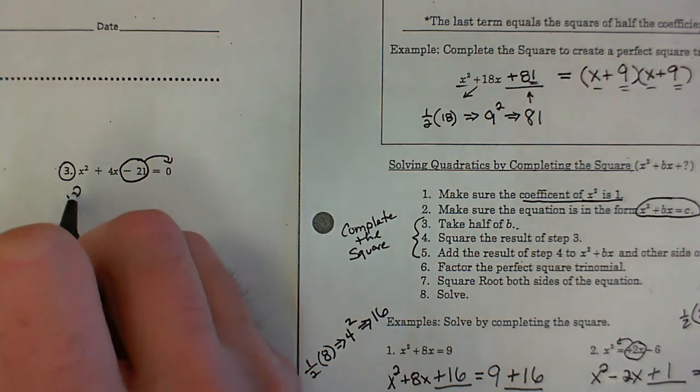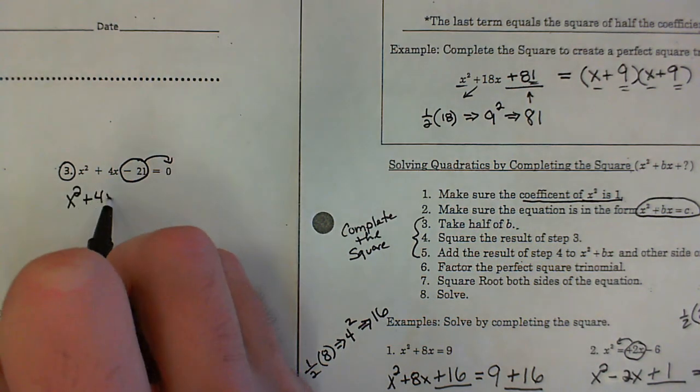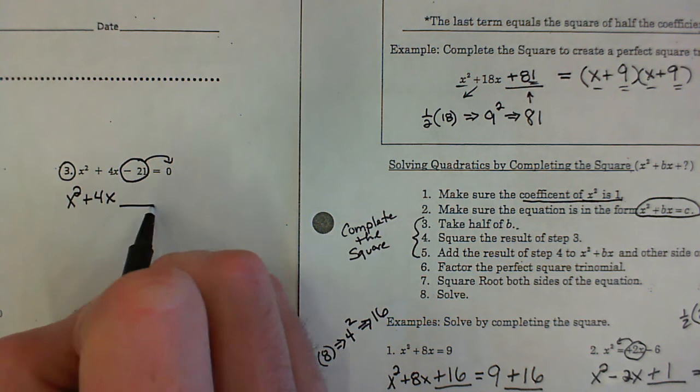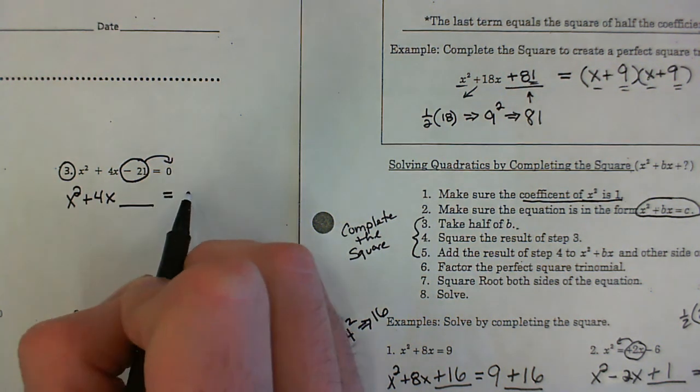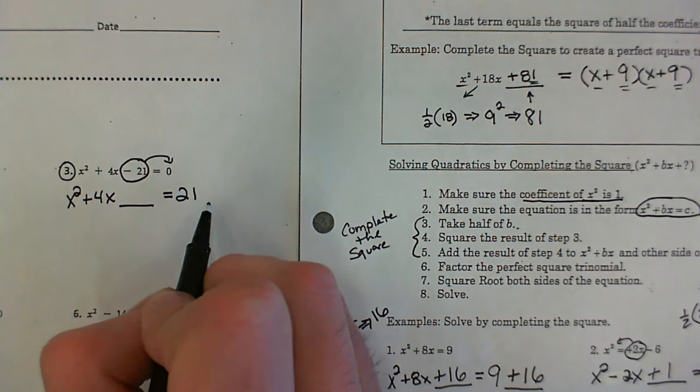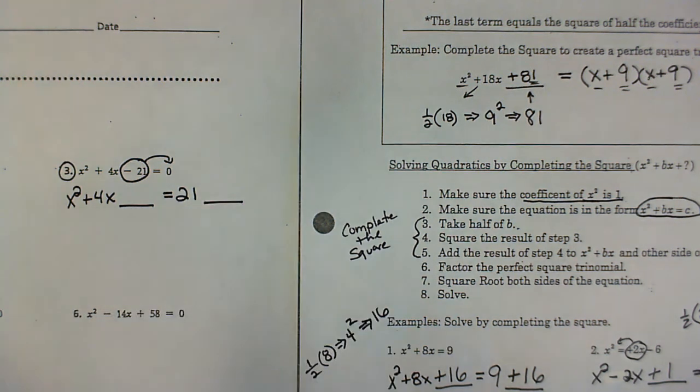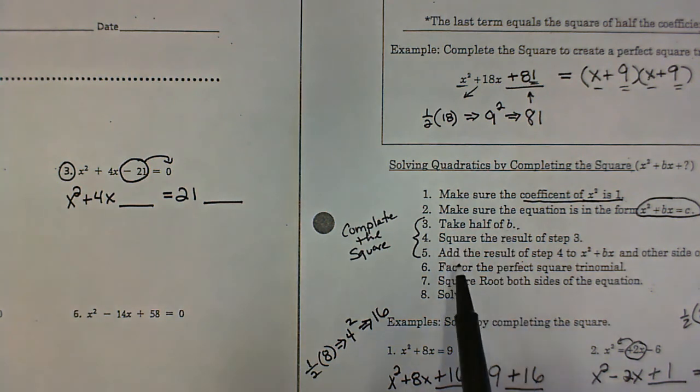So that's going to leave you with x squared plus 4x. Now I'm going to leave a space because we're going to come up with that third term equals negative 21 turns into positive 21 when you bring it to the other side. Plus we're going to need to compensate on the other side of the equation for whatever we do to this side. Okay? So now we're ready to complete the square.